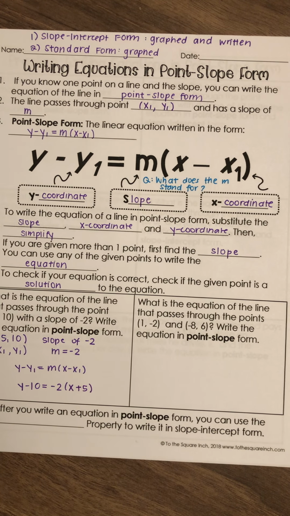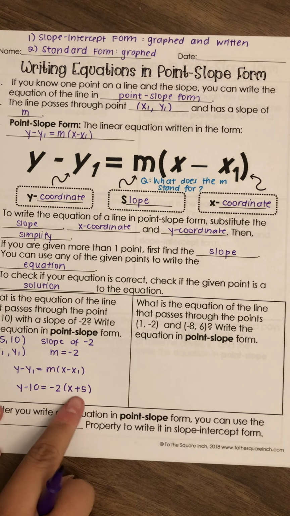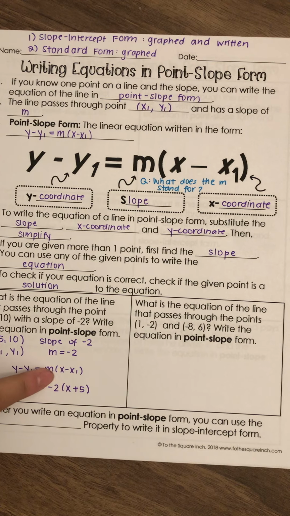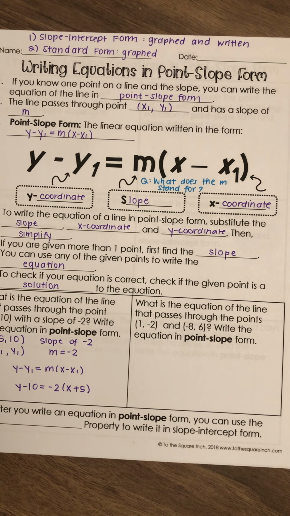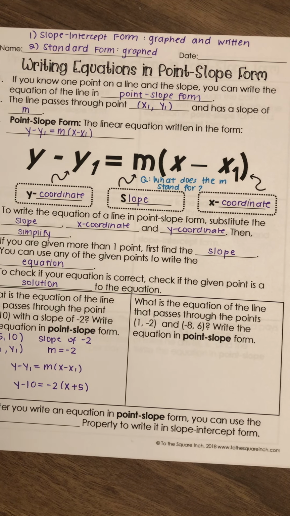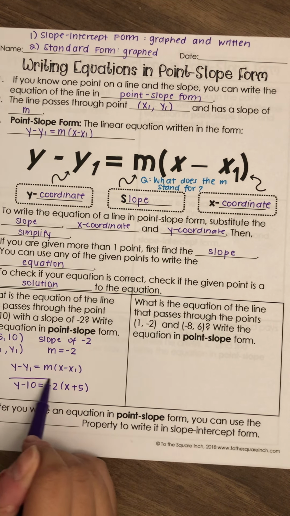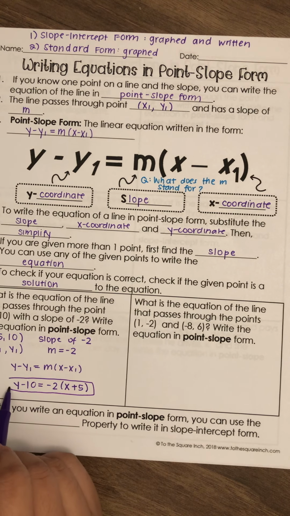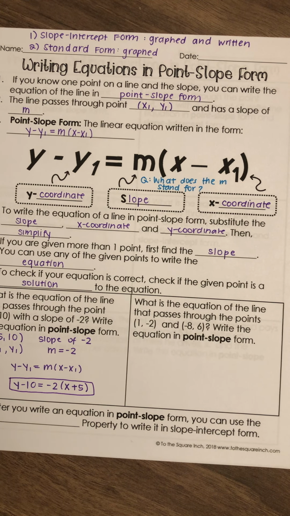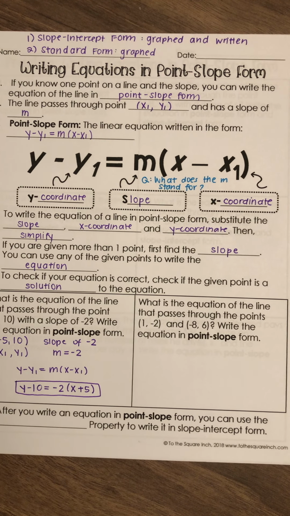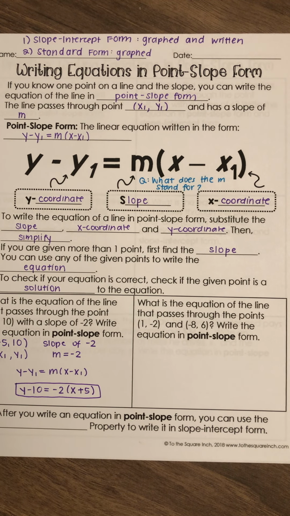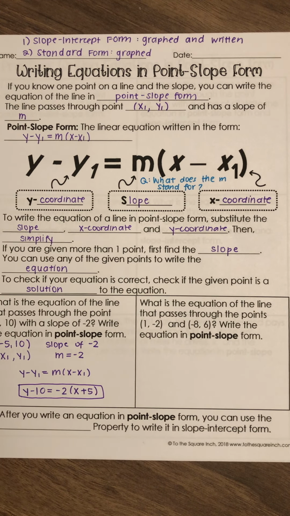Y minus 10 equals -2 times x plus 5. Keep in mind this plus is coming from x minus a -5. So minusing a negative is the same thing as adding 5. So here is my equation written in point slope form. Pause the video at any point, guys, if you need to slow down or rewatch anything. Let's go ahead and look at our second example.